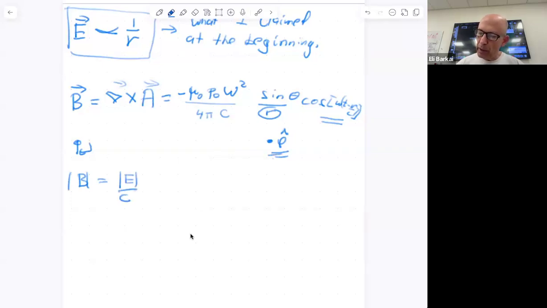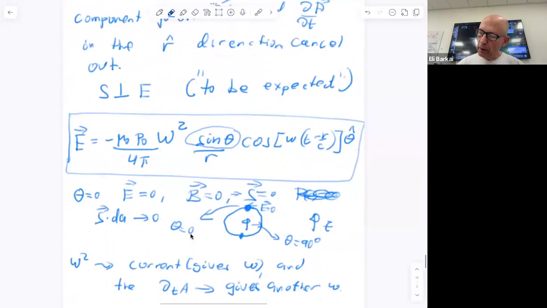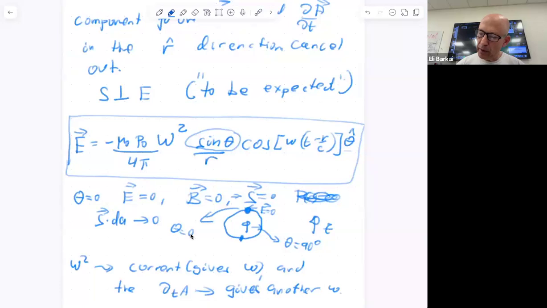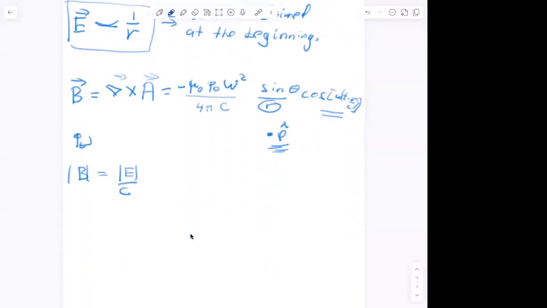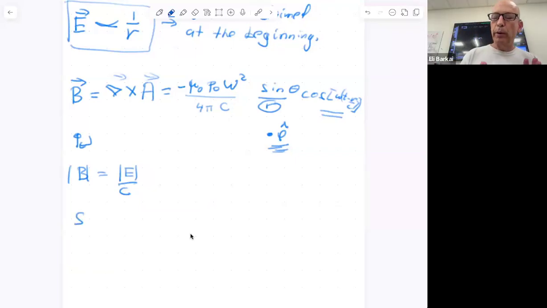Of course, B is also perpendicular to E because E is in the theta direction and B is in the phi direction. And if E is in the theta direction and B is in the phi direction, what is S, which is E cross B? What direction is it? It has to be R, because when you multiply two vectors in two perpendicular directions, you get the third direction, which is R. So now we can write S as 1 over mu0 E cross B. That's the Poynting vector, which gives you, what is this?